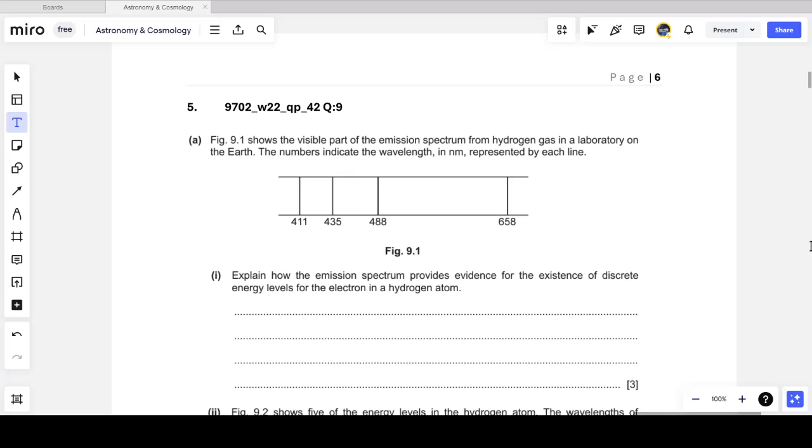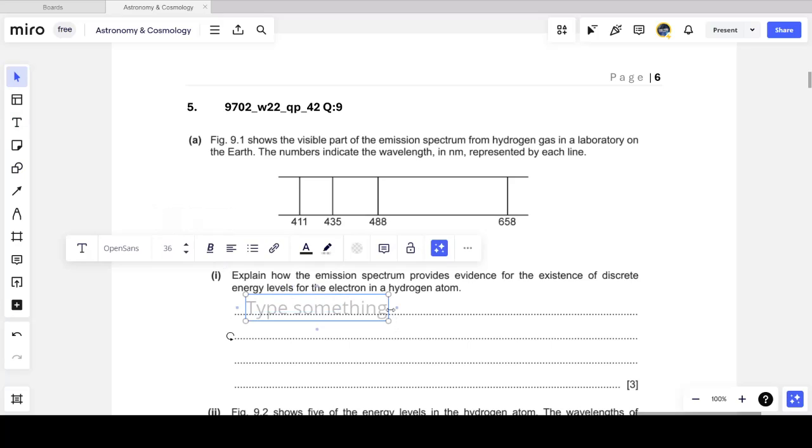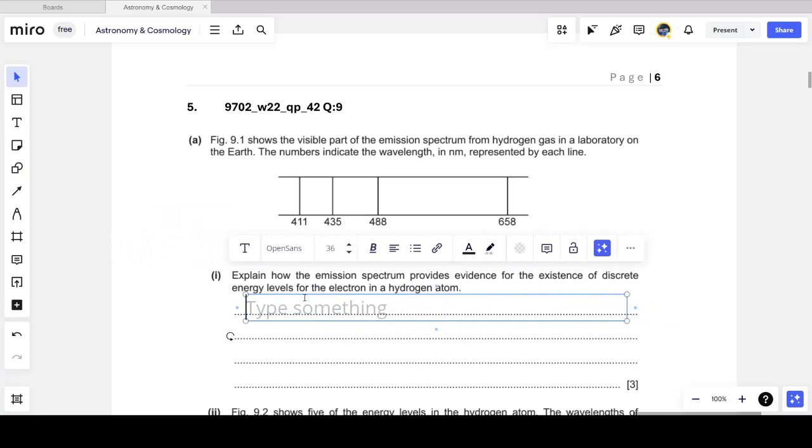We want to explain how the emission spectrum provides evidence for the existence of discrete energy levels for the electron in a hydrogen atom. So we have to use the emission spectrum that we're given and explain how it proves that they are discrete energy levels. Very importantly, we have to talk about the discrete energy levels for the electron in a hydrogen atom. We're obviously going to have to talk about the light itself, and the light is going to be related to the electron energy levels, and so we have to make the connection.